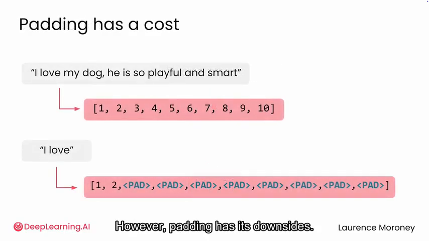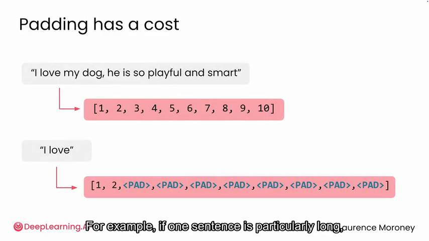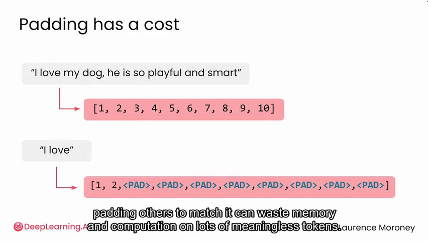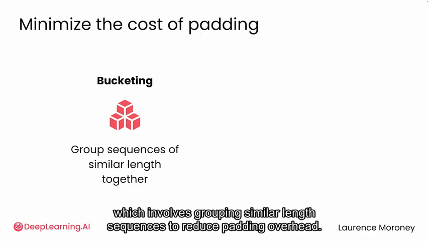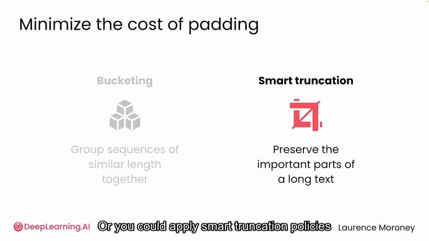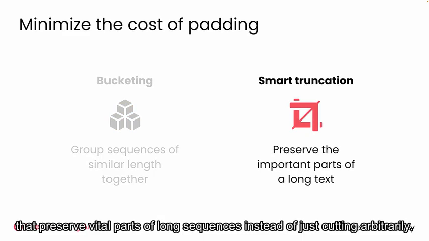However, padding has its downsides. For example, if one sentence is particularly long, padding others to match it can waste memory and computation on lots of meaningless tokens. A better approach could be bucketing, which involves grouping similar length sequences to reduce padding overhead. Or you could apply smart truncation policies that preserve vital parts of long sequences instead of just cutting arbitrarily.